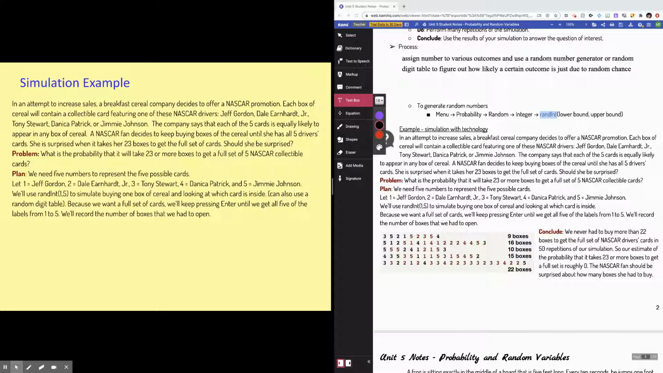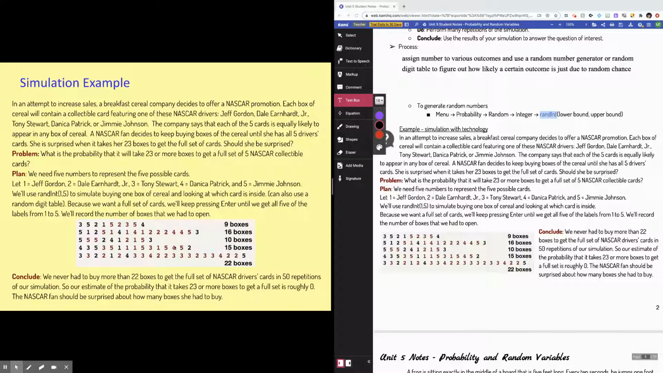So we're just going to keep generating random numbers until we get all 5 of those numbers, 1, 2, 3, 4, and 5. Then we have to record how many random numbers we had to generate in order for us to have a success, in order for us to get all 5 cards. If we are able to do that and not buy a bunch of boxes, then the result that this person got would actually be surprising if it took us 23 boxes.